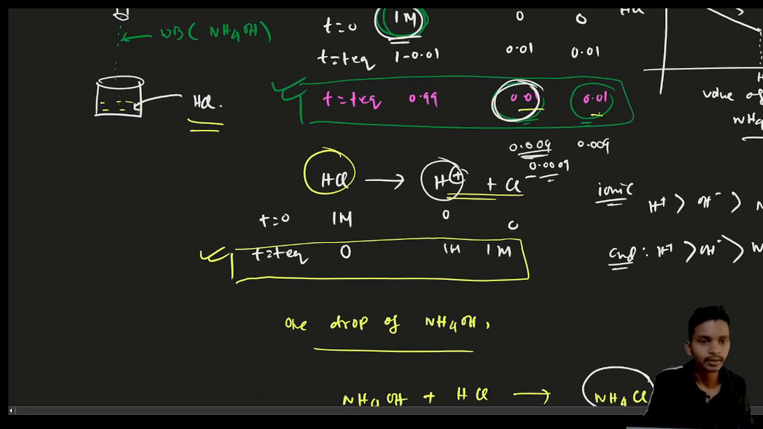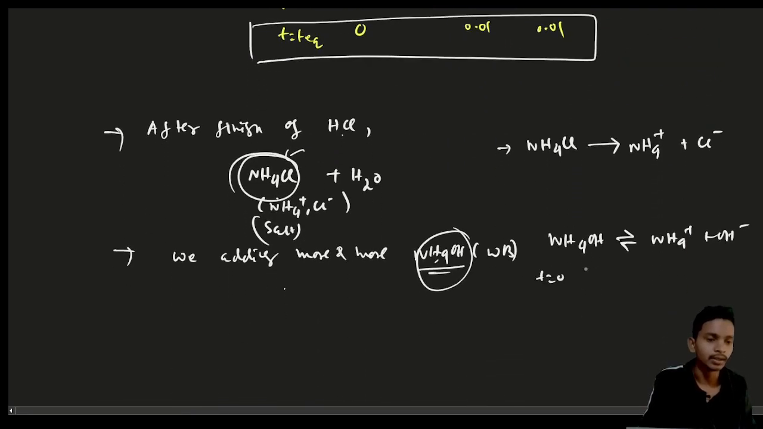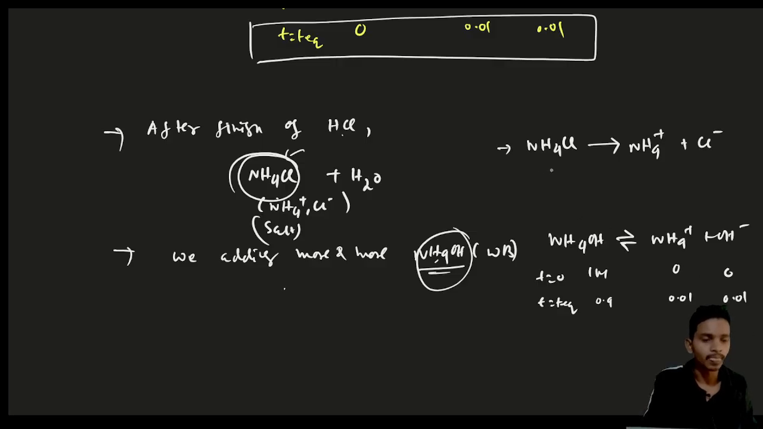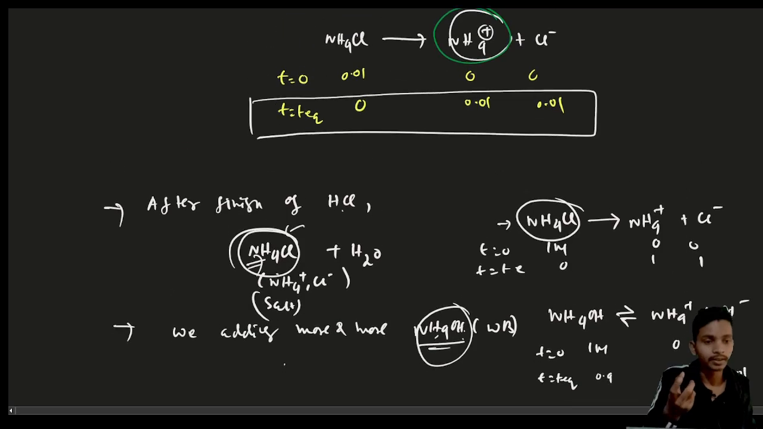So we have seen that due to the common ion effect, okay, I will discuss here only at t equal to 0. Let's say 1 molar. So now let's say t equal to 0, 1 molar was there, 0, 0, and t equal to equilibrium. Then whenever you are adding more and more NH4OH, it means more NH4Cl is prepared. Yes, because whenever NH4OH comes, it will not react with NH4Cl. That's fine, but another thing.